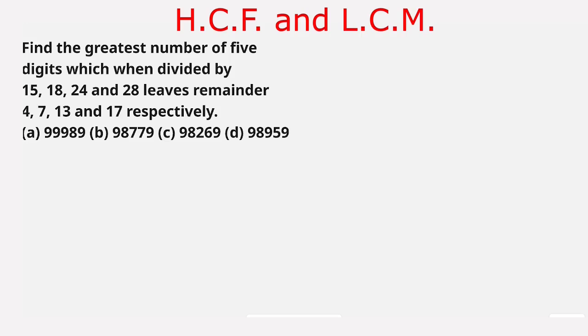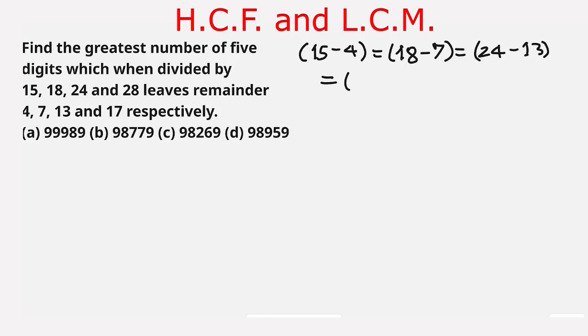Now we solve it by the regular method. We will subtract the remainder from the given numbers. When we divide the number by 15, the remainder is 4. So we write 15 minus 4, this is 11. When we divide the number by 18, the remainder is 7. This is also equal to 11. Then when we divide it by 24, the remainder is 13. 24 minus 13 is 11. And when we divide the number by 28, the remainder is 17. And 28 minus 17 is also 11. So this is equal to 11.